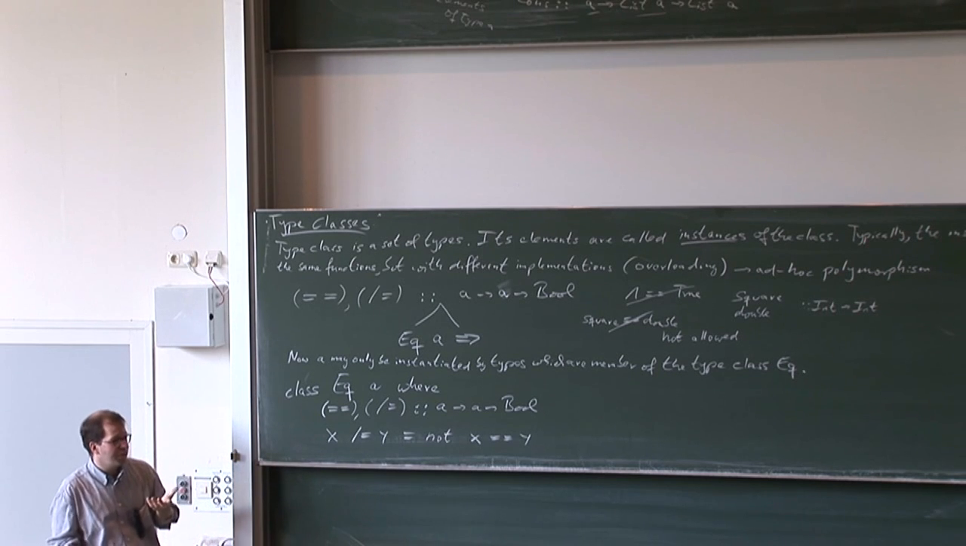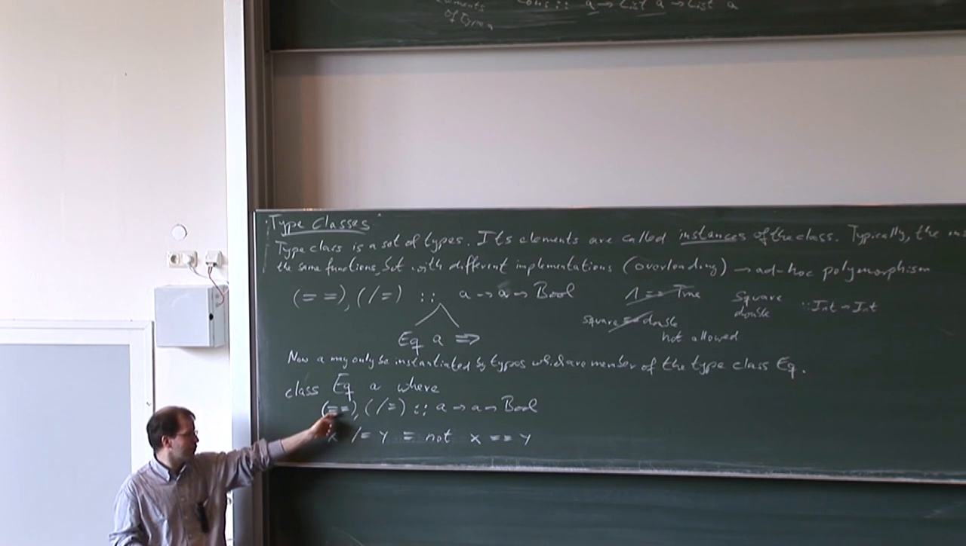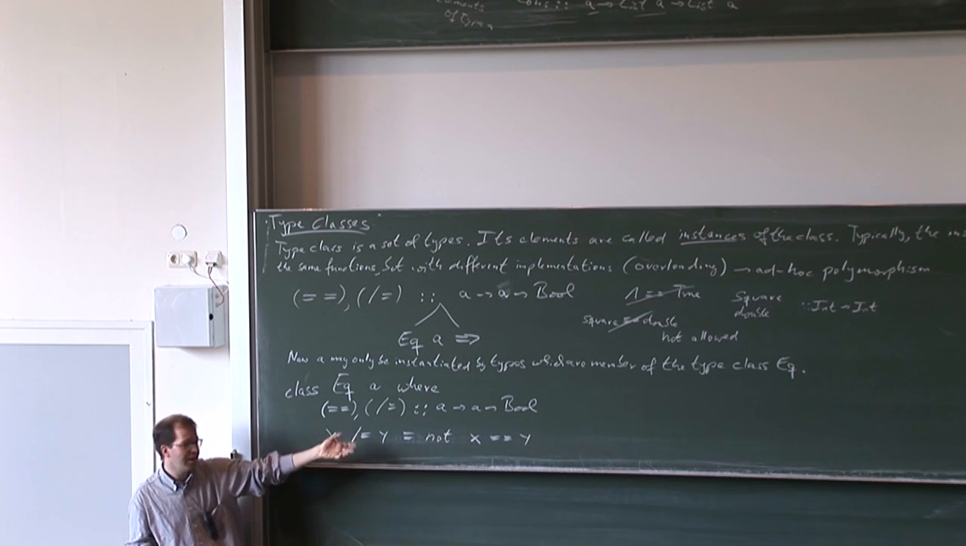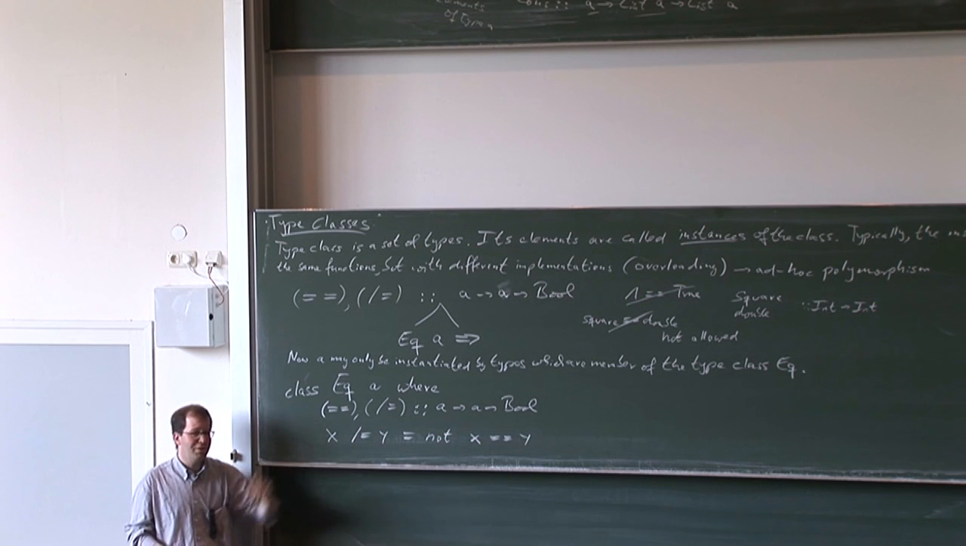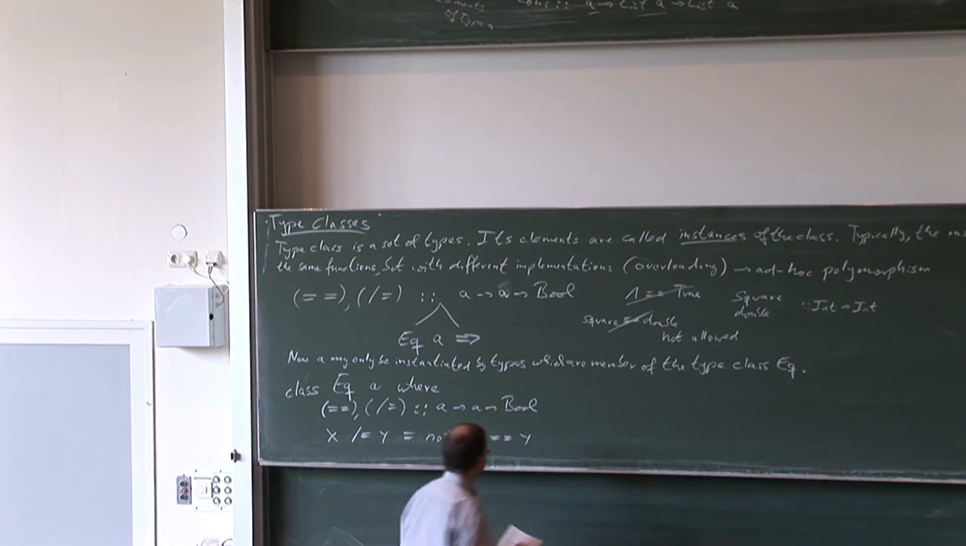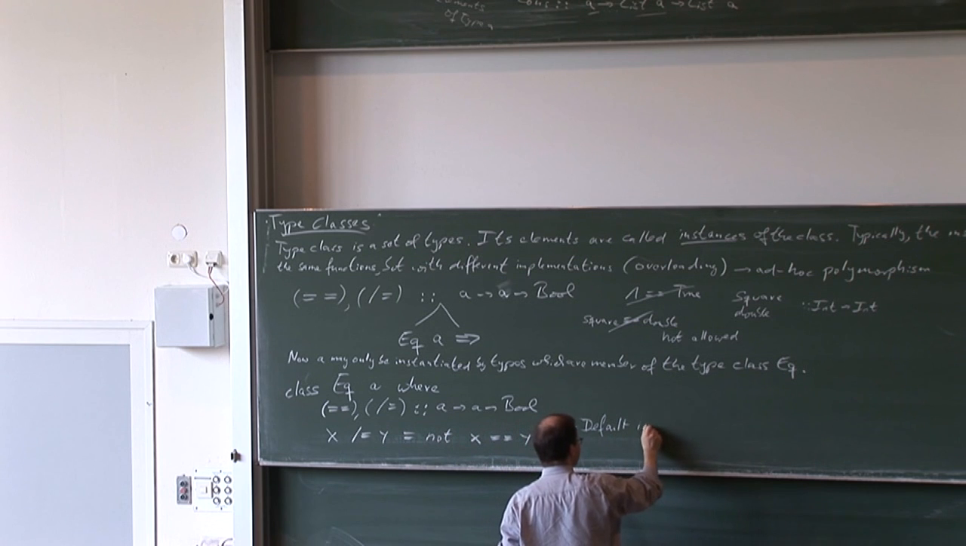And then whenever we declare that a certain actual type is a member of this type class, we can give a concrete implementation of equality, and we can also override these default implementations. We can also say, well, in this particular data type, disequality is not implemented like this, but it's implemented in a different form. So these are default implementations.